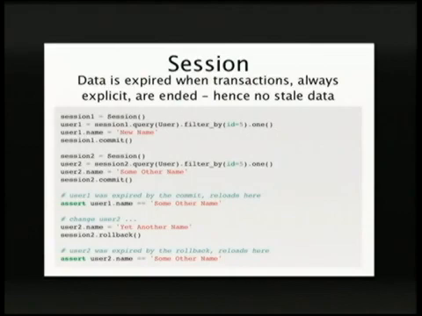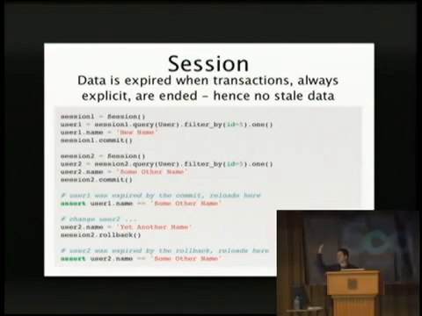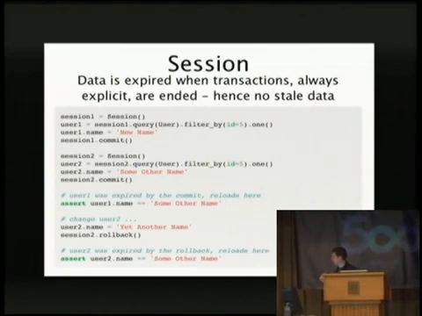Data is expired when transactions are ended, so there's no stale data. And because we're making you decide when your transaction ends, like we're making you decide where your session is, who's coordinating on that session, and when it is going to be committed or rolled back, you, the programmer, have to do that job. You give SQLAlchemy a lot of good information as to when it should be expiring the data.